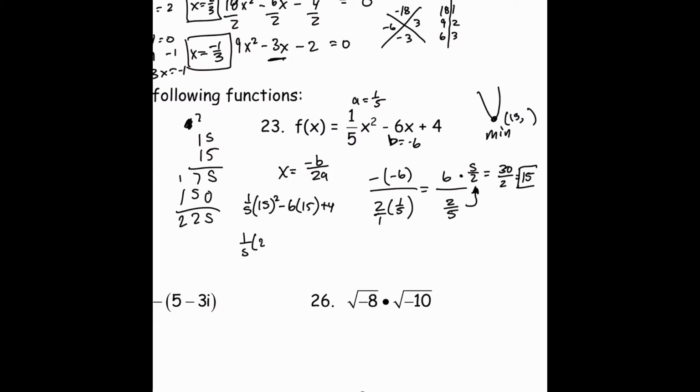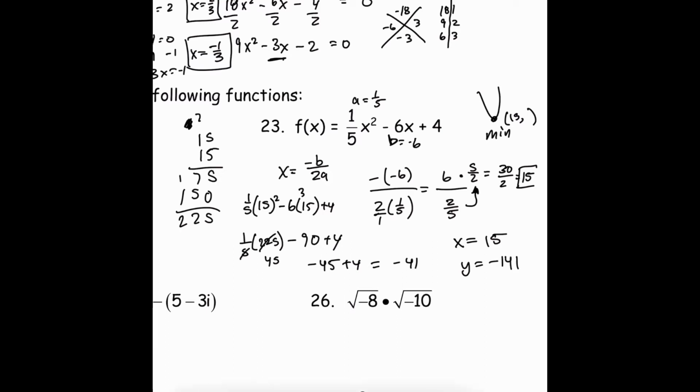So 1/5 times 225 minus 6 times 15. 6 times 5 is 30, carry the 3, 6, 7, 8, 9, so 90, plus 4. Okay, the 5 is going to cancel. So 5 goes into 22 four times, and then 5 goes into 25, 5. So 5 goes into 225 a total of 45 times. So this is basically 45 minus 90 plus 4. That's convenient that 45 is half of 90. So we're going to have negative 45 plus 4, which means negative 41. So the minimum is at x equals 15 and y equals negative 41.